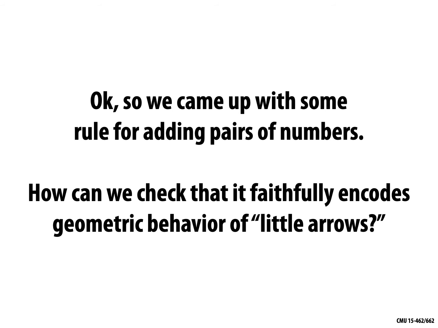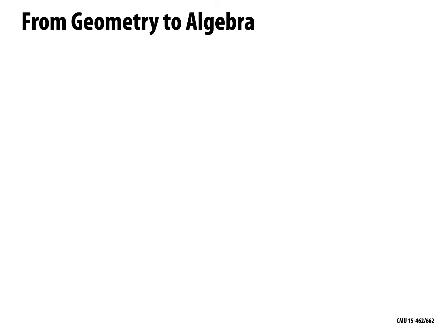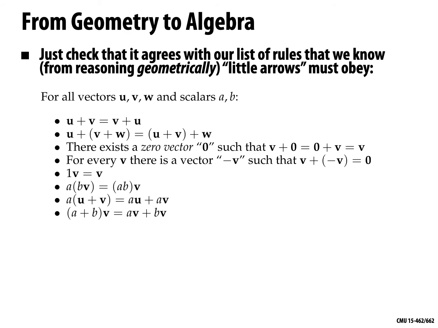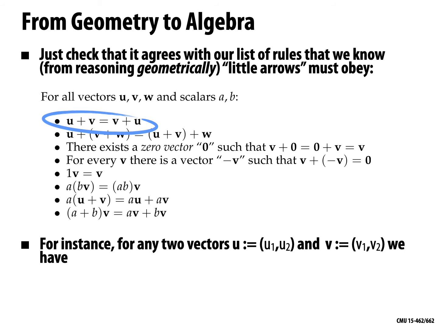Okay, so we came up with some rules for adding pairs of numbers. But we have to be careful here because we haven't yet shown that this addition operation, that adding these coordinates component-wise, really corresponds to our original definition of vector operations. How do we check that these coordinate-wise operations faithfully encode the geometric behavior of little arrows, apart from drawing pictures? Right? So we can check that it agrees with this list of rules. We have this long list of rules. For each one, we can go through the exercise of showing that in general, the component-wise addition agrees with the rule.